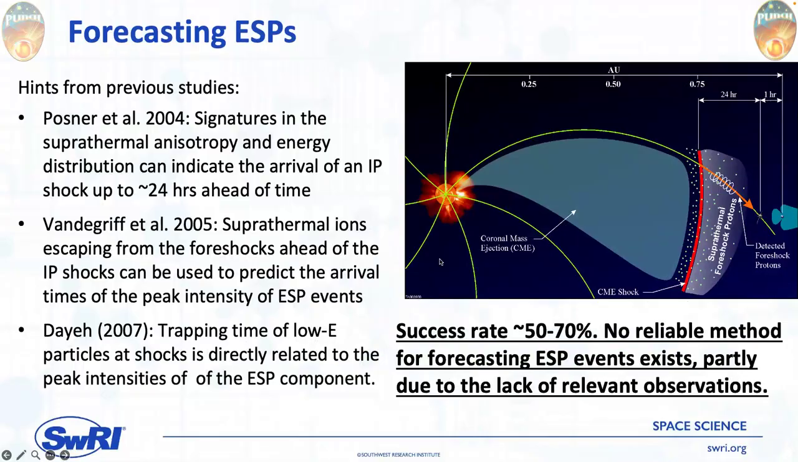So what are the forecasting efforts that have been done so far for ESPs? Not much, partly because we lack the low energy aspect of the observations. The most prominent ones are basically looking at particles escaping from the shock. So right before your shock arrives at the spacecraft, you see variability in the suprathermal component in there. You see that the energy distribution and the density of particles are varying.